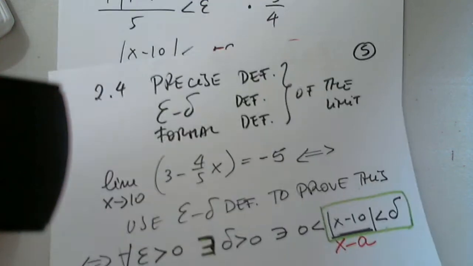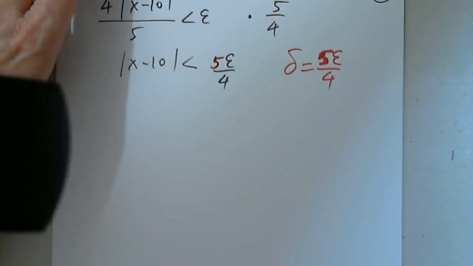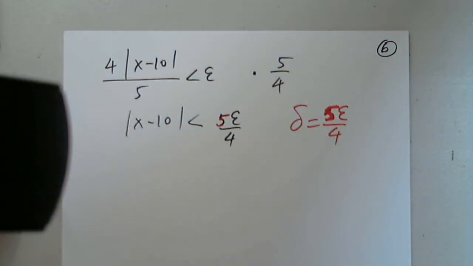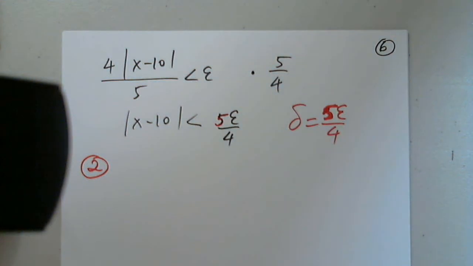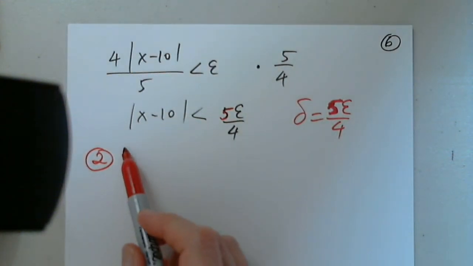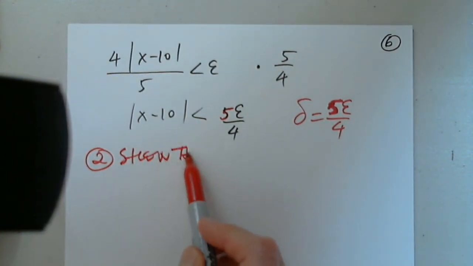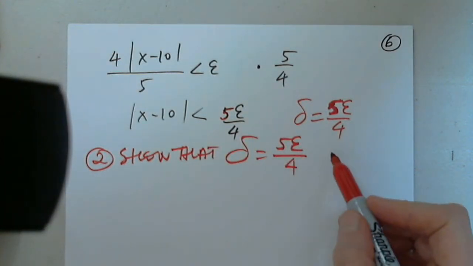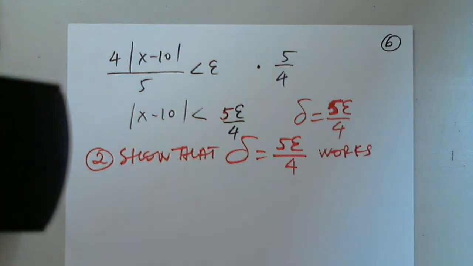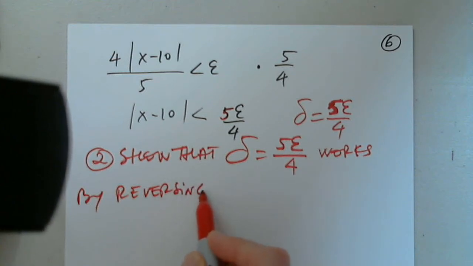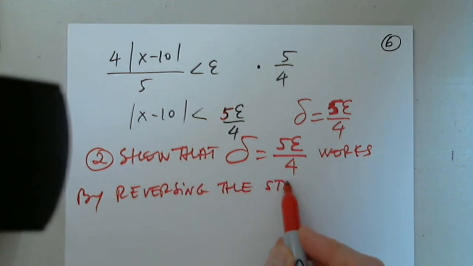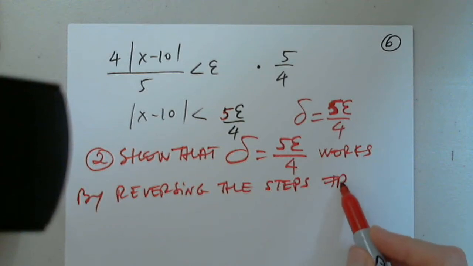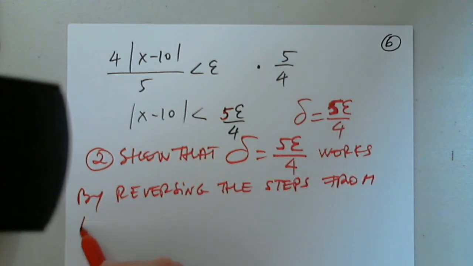Okay, it's working now. Okay, so because of the double equivalency, we have to write number 2. You don't have to do anything, but you have to write, now show that delta equals 5 epsilon over 4 works by reversing the steps from above. And you do not have to do it. That's it.